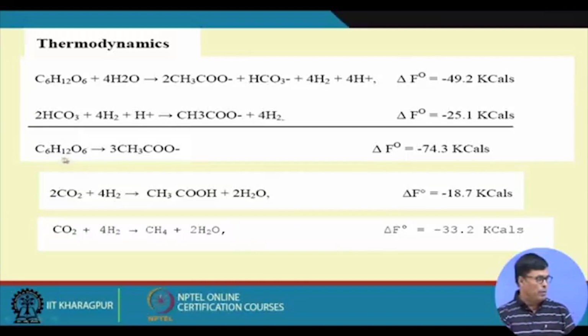When glucose is converted to acetic acid, your free energy change is minus 74.3 kilocalories. But when carbon dioxide and hydrogen produce acetic acid, this is very low, and carbon dioxide producing methane is also comparatively low. So in this reaction I can say that glucose to acetic acid is more favorable as far as this reaction is concerned. Then after that comes methane production, and after that acetic acid from carbon dioxide and hydrogen.